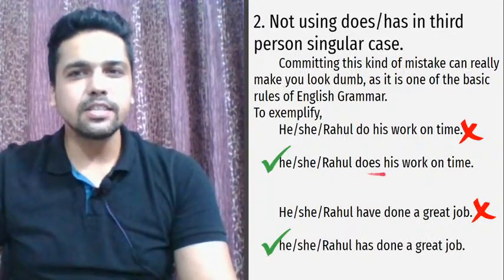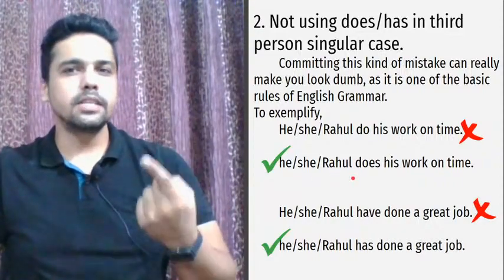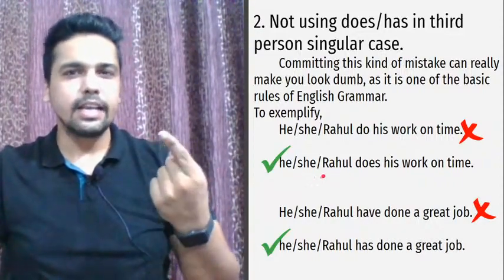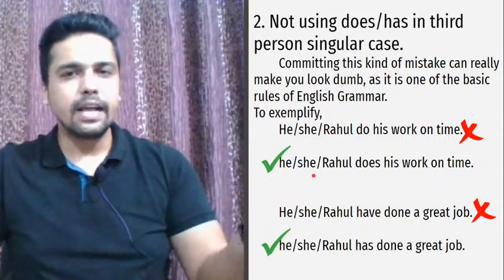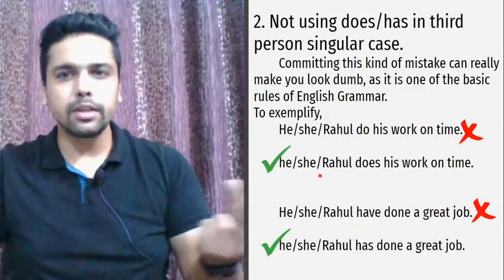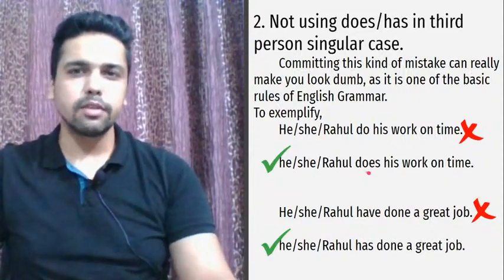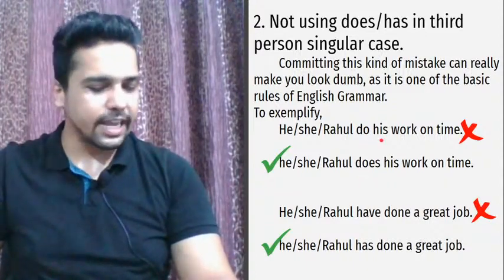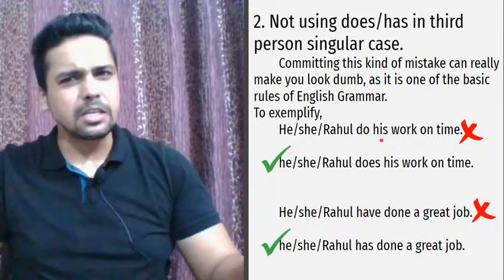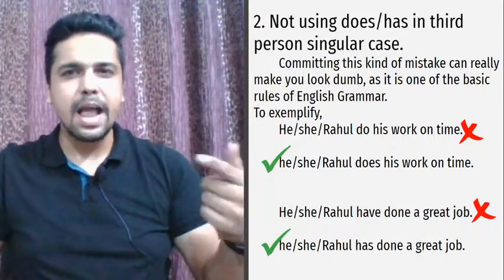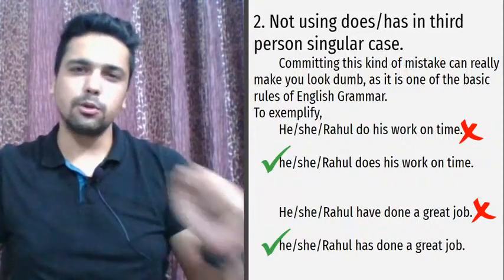Now, why are we using "does" here? Because it's a third person singular subject. It's only one. So "he" is of course one person. "She" is of course one woman for that matter. And here Rahul, we're talking about again only singular. That's why we're using "does" here, not "do." This is again a very common error. This can make us look dumb, even though this is a very basic mistake, a very basic rule. But I see people making these mistakes in daily conversations. This makes us look dumb.